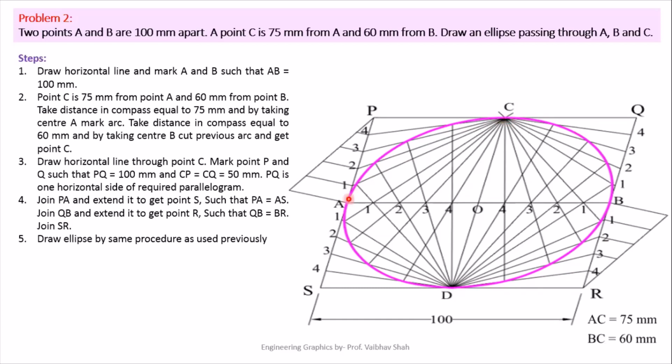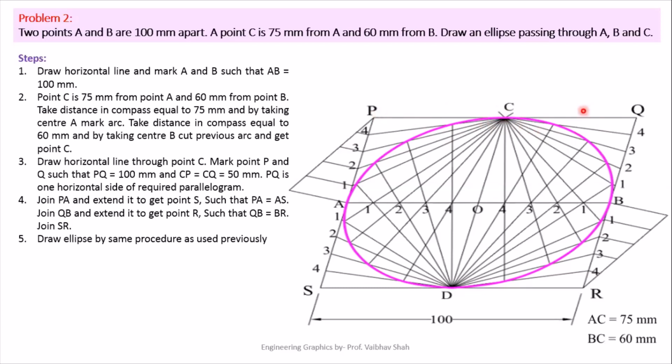So how to draw a parallelogram, what is the procedure? Next step, you will be adjusting your roller scale or your drafter edge on your AB side, which is 100 mm, which we have drawn previously. Now after adjusting your roller or drafter to this horizontal line, you will just slide your drafter or roller scale until you reach your point C. After reaching your point C, you have to just draw one horizontal line. So let's draw one horizontal line and specify this horizontal line as your PQ.